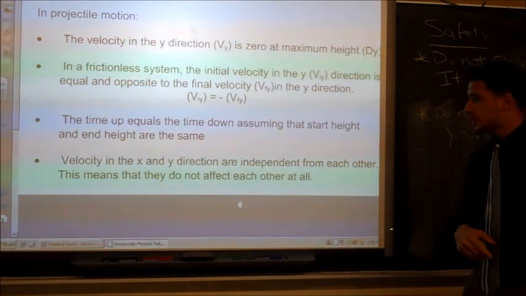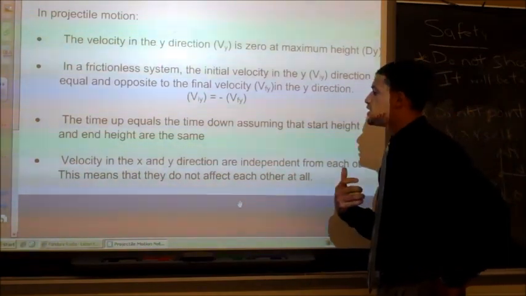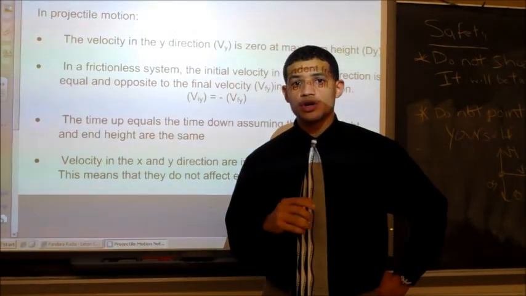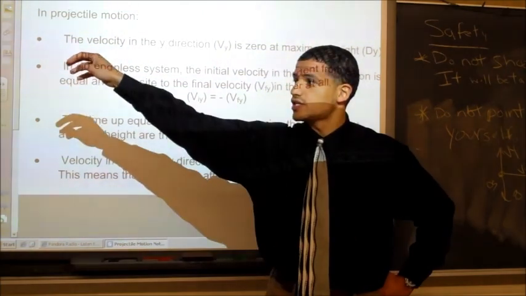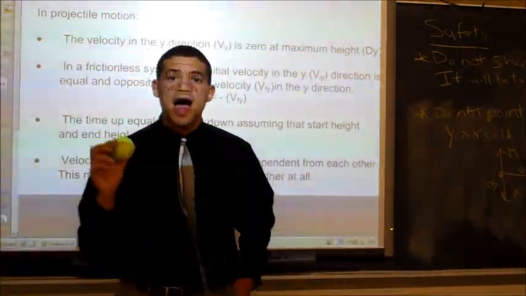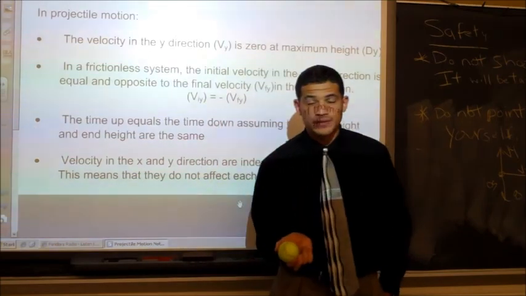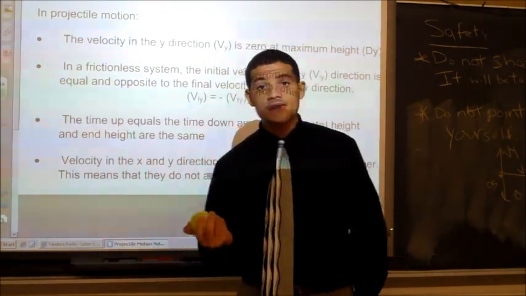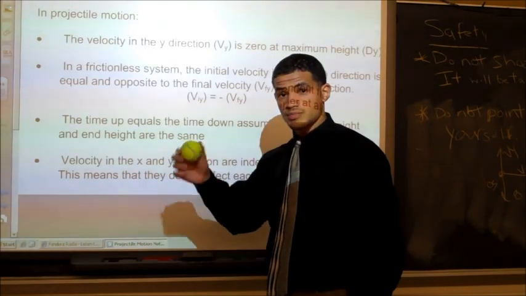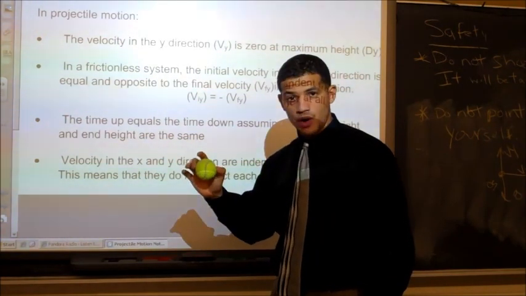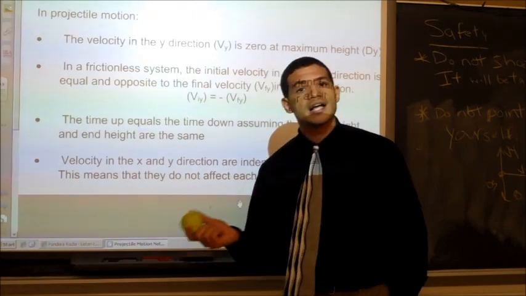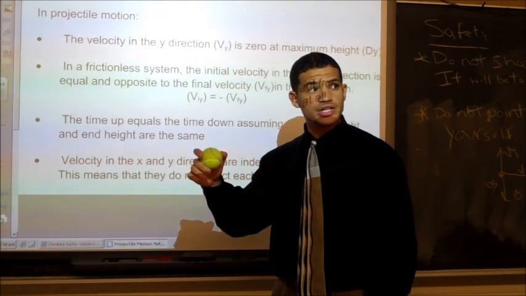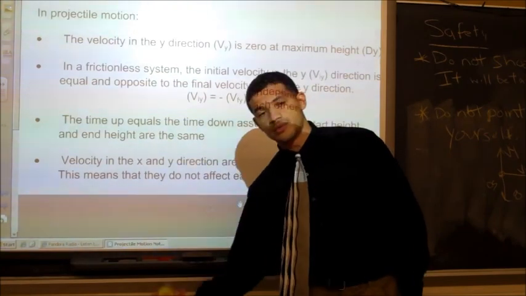Velocity in the x and y direction are independent from each other. This means that they do not affect each other at all. So for example, if I want to know how far something goes, like I throw it to the side, I need my velocity in the x direction. I also need to know how long it takes to hit the ground. However, if I want to know how long something takes to hit the ground, like when I drop this ball, I need to know my initial velocity in the y direction, as well as the height from the floor, because the acceleration due to gravity is going to pull it to the ground.